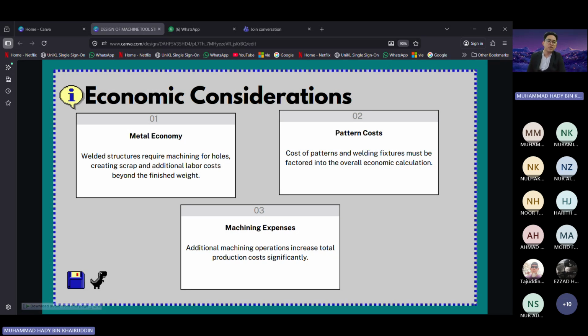For metal economy, the scrap factor, let's look at the economy of metal. In cast iron, if we need a hole, we use a core in the mold. The metal simply flows around it. So we use exactly the amount of iron we need. But in a welded steel structure, we often have to use solid plate and machine or cut those holes out. And what does that mean? It means high metal consumption. You pay for the whole plate, but 20% of it ends up as scrap on the floor. Plus, you have added additional labor costs because someone or a machine had to spend time cutting that hole.